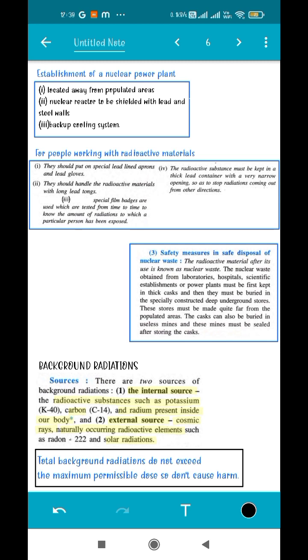Also from external sources, there is cosmic radiation coming from space, then certain radioactive elements which are found naturally, and also the solar radiations, they also provide radiation. But these radiations are so low in intensity that they do not cause any harm to our body. So it's completely safe.